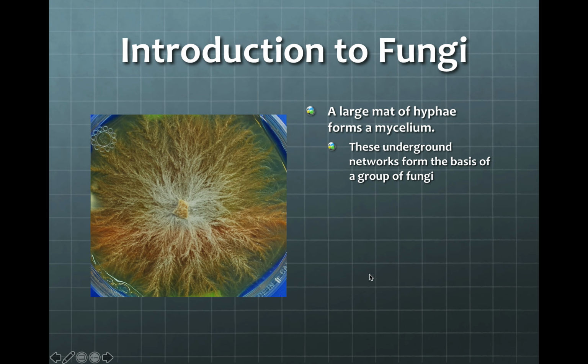Now, this just says your large mat of hyphae forms the mycelium, and these underground networks form the basis of the group of the fungi. So all fungi are different. We're going to have our yeast, and then we have our multicellular ones, but they all are made of hyphae, and then they have this network of mycelia right below ground level that we actually do not see.